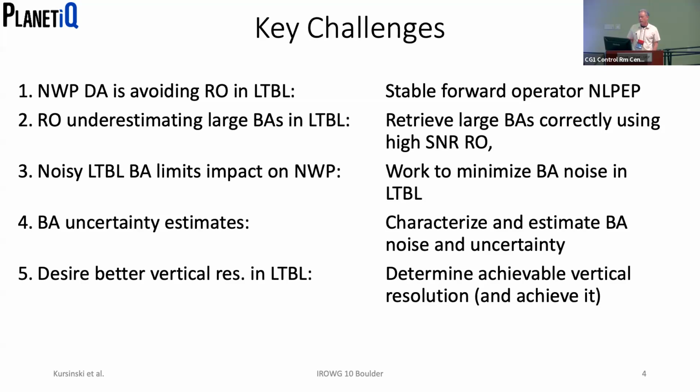So I've listed 5 key challenges. We know that the NWP is avoiding the RO in the lower troposphere boundary layer, and I'm not going to talk about that. The other 4 I'm going to talk a bit about. I'll show the RO is underestimating the large bending angles in the lower troposphere boundary layer. We're trying to reduce the noise on these, and I'll talk a bit about that. And of course, come up with uncertainty estimates because you need that to assimilate it. And trying to come up with better vertical resolution, driven in part by trying to see the top of the boundary layer and also detect the ducting, as Faye talked about.